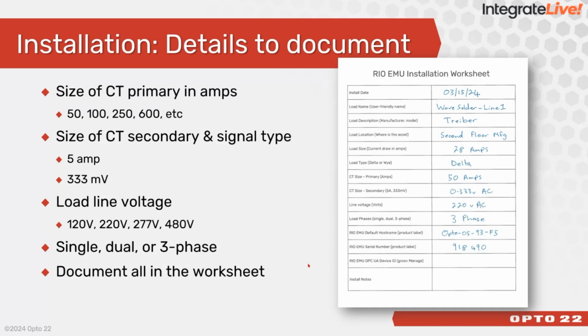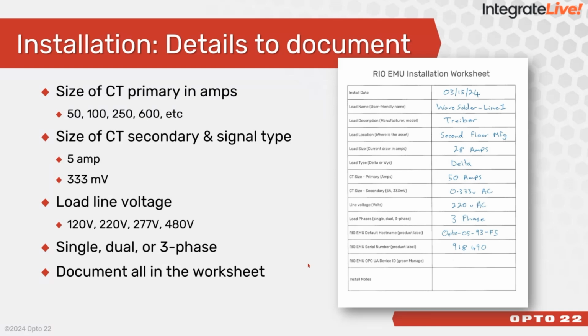Now, the CTs basically have two types of outputs. The old style have 5 amps. The new style, much safer, much more accurate, much cheaper, is 333 millivolts. So at 50 amps input, I'm going to get 333 millivolts AC output.